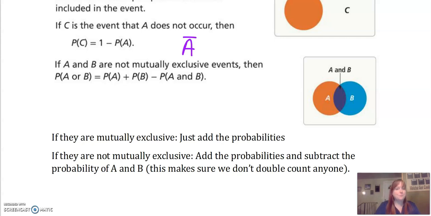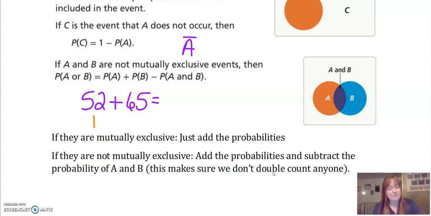So we just subtract. All right, if A and B are not mutually exclusive, this is where we get a little bit of a problem, because if I said, what's the probability of picking someone who is in band or a freshman, then the problem is that we're just going to add all the freshmen together, right? Okay, so let's say we have 52 freshmen and we have 65 people in band. If we add these together, what happens to those people that are in both band and freshmen? Say we have 10 people that are both, right? So we have 10 people in this group.